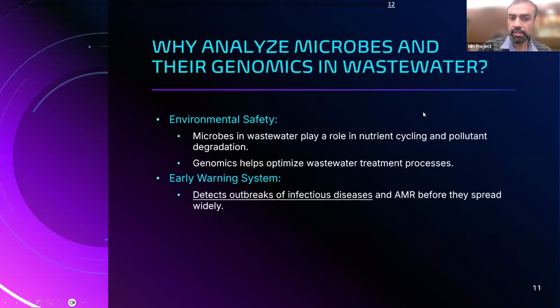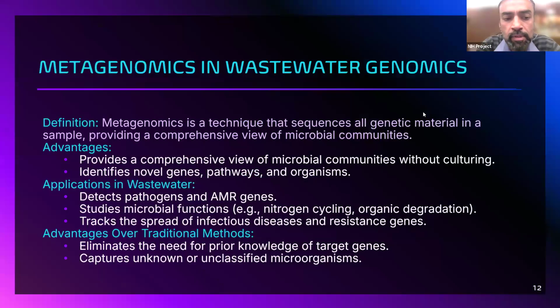Environmental safety early warning systems are some of the things which have already been discussed by Dr. Paul and Dr. Peng in their slides. And these are only possible with the help of genomics and its analysis in the sewage water and the wastewaters. How we are going to do it is by using the approaches of metagenomics in wastewater.